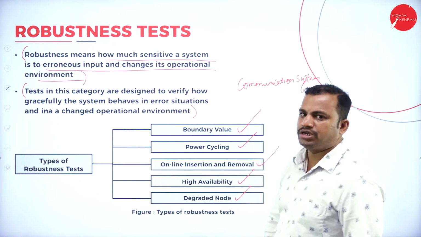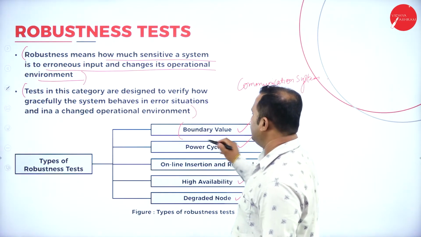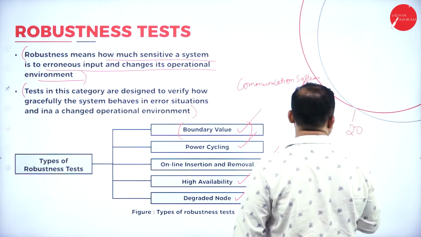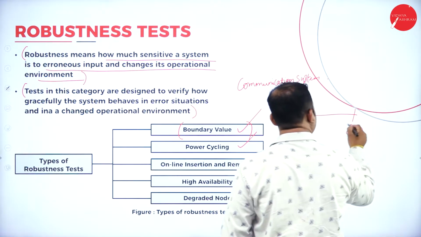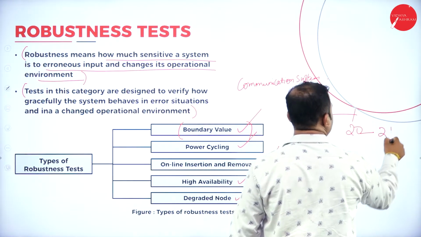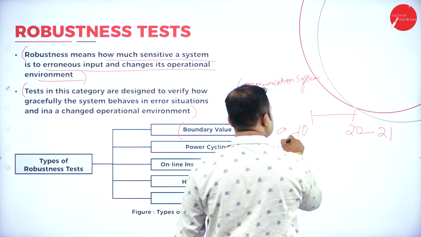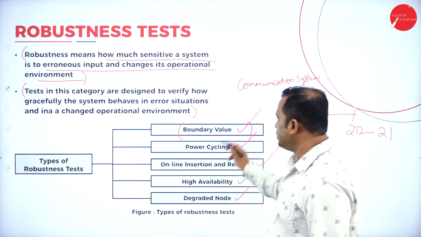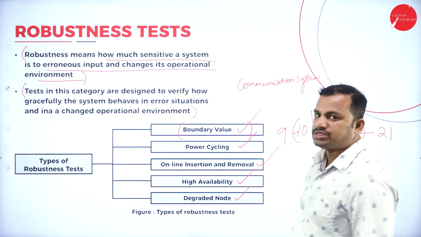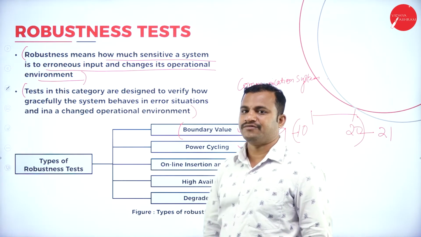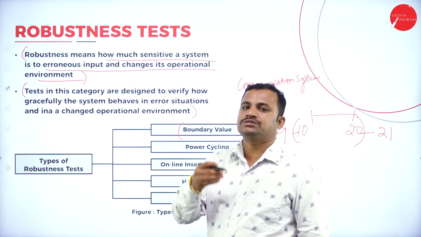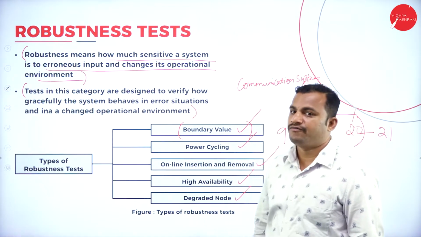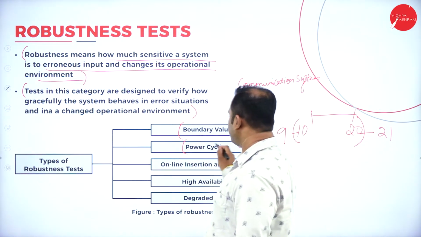In a communication system, suppose the user wants to enter some data, and the interval specified is between 10 and 20. If he tries to enter anything greater than 20, that is 21, or less than 10, that is 9, then the user has to be informed that this is the boundary condition. You have to specify the range of values within that interval. That means information is to be presented to the user about the mistake committed while entering the input. Then power cycling.